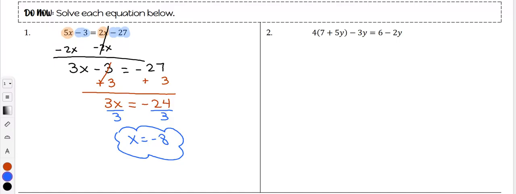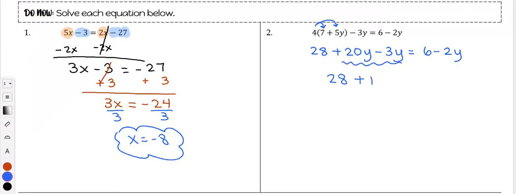So we have 4 times (7 minus 5y). We're going to start off by distributing. 28 plus 20y, we've got minus 3y is equal to 6 minus 2y. I'm going to combine like terms on one of the sides just because I see y's here. So we get 28, and if I combine these y's, I get positive 17y is equal to 6 minus 2y. And I end up with an equation similar to the previous one.